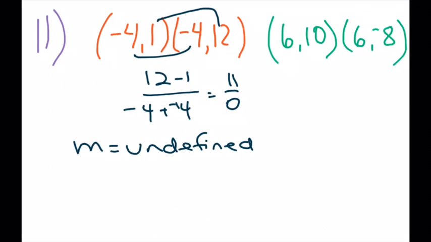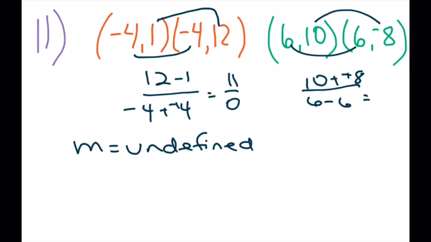Okay, for the second one, I'm going to do 10 minus negative 8 over 6 minus 6, which is 18 divided by 0. That slope is undefined. Since both of those slopes are the exact same, these are parallel lines.